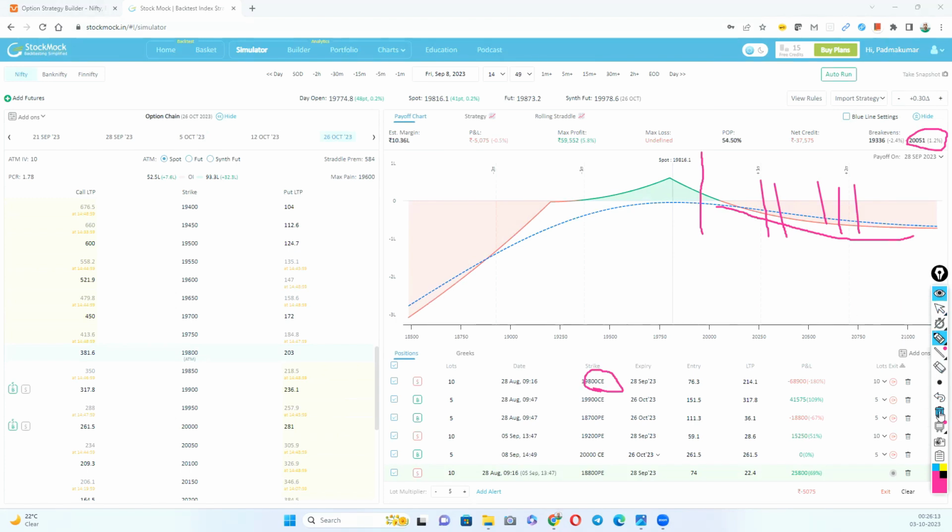Now let's move on. We added the hedge. Let's go to the end of the day. How is the end of the day?